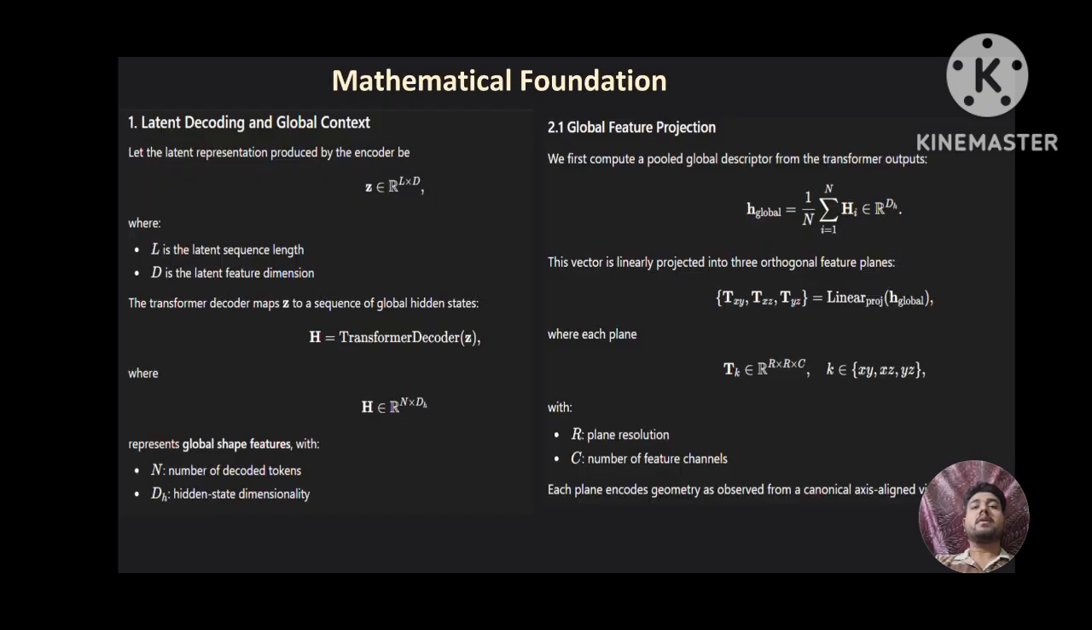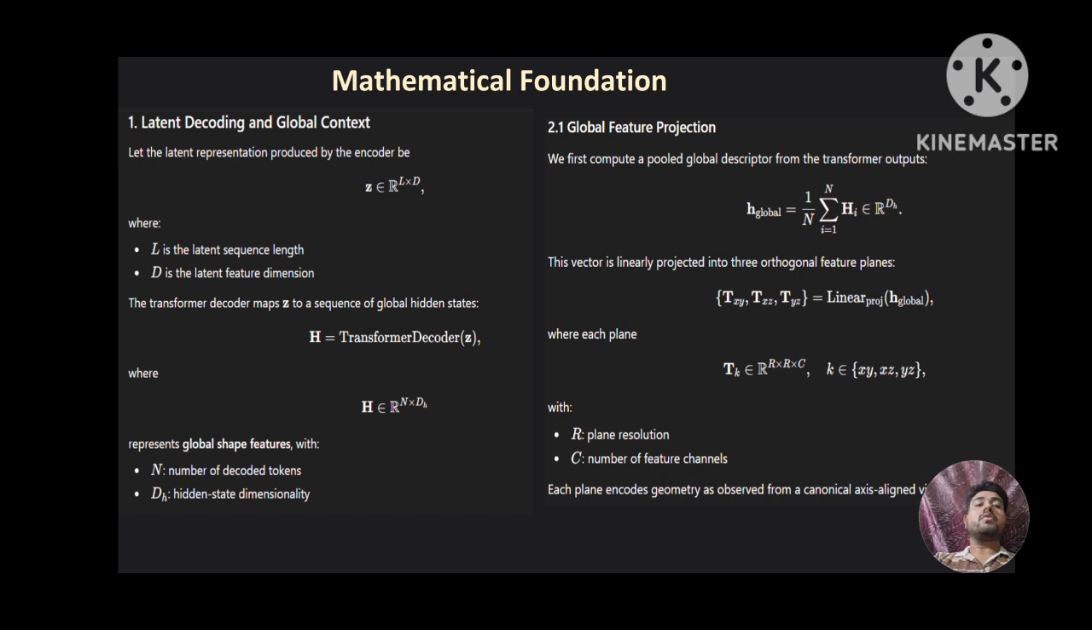And since we are using images, it is recommended for us to use MongoDB instead of SQL or other NoSQL based databases. If we move on to the mathematical foundation of this project, first is the latent decoding and global context. The latent representation, if done by the encoder, can be thought as Z, and the Z is passed on to the decoder, which maps the Z to a sequence of global hidden states. Let us name it H.